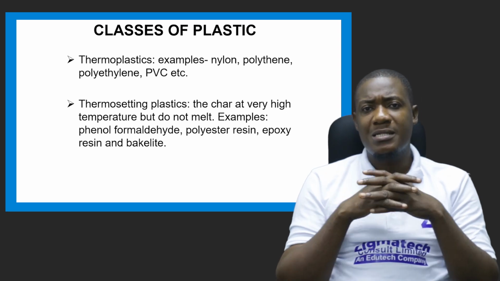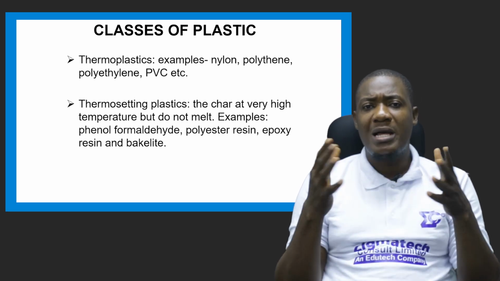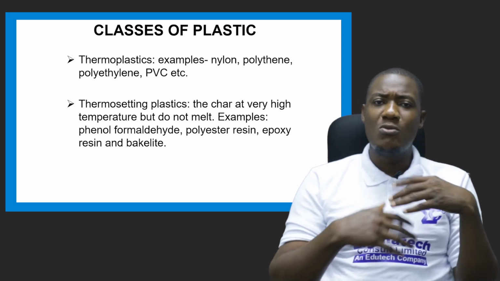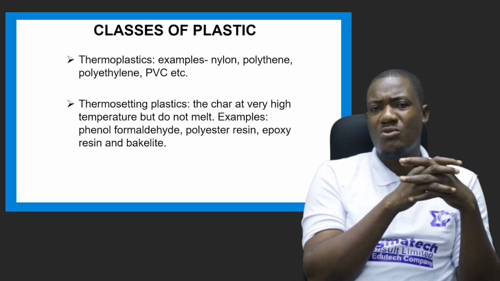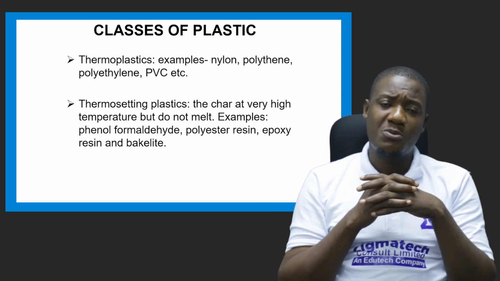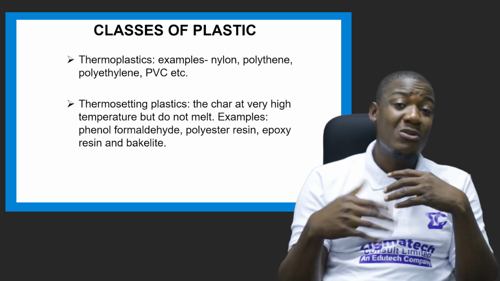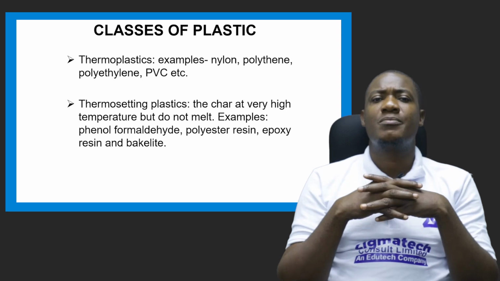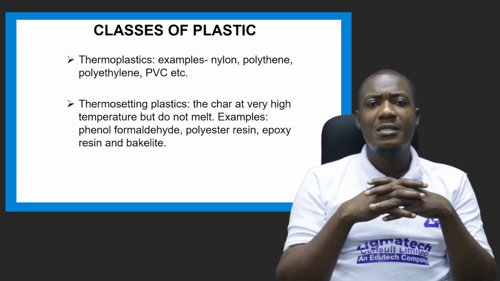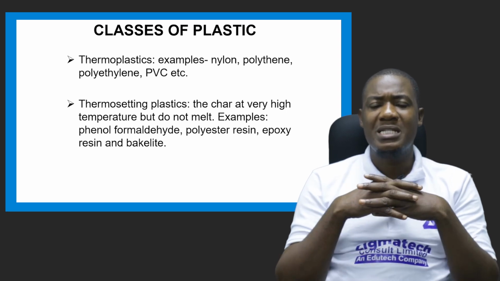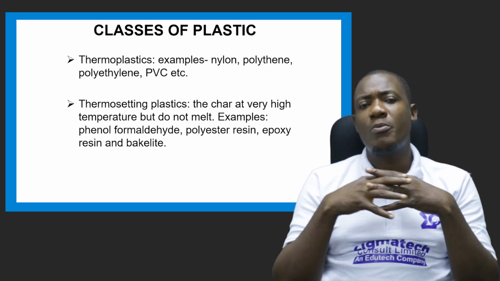Thermoplast plastics are the type of plastic that you can melt and mold into any shape that you want. Even after they have been produced as a finished product, you can remelt them and remold them. So this type of plastic that is not resistant to heat, that melts when heated, is called thermoplast.